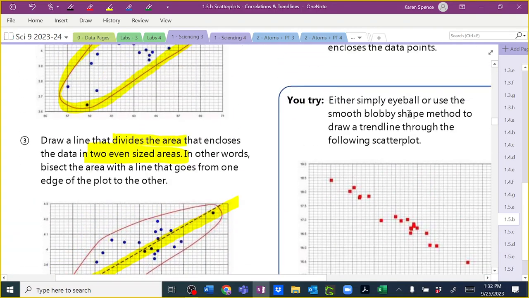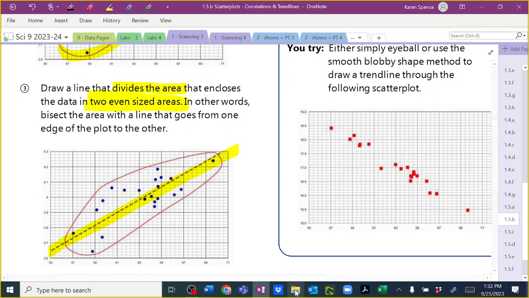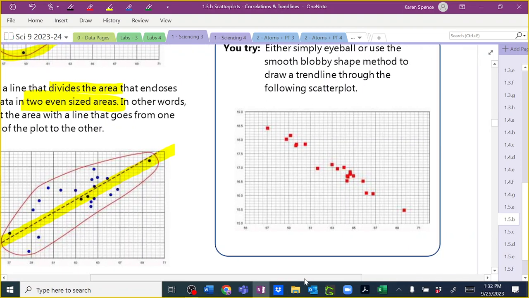So you can either eyeball, throw down your ruler and make it work, or you can use the smooth blobby shape method to draw a trend line through the following scatter plot. So give that one a try. Okay, you're giving this one here a try. Okay, so get your clear plastic ruler, try drawing a trend line through that.